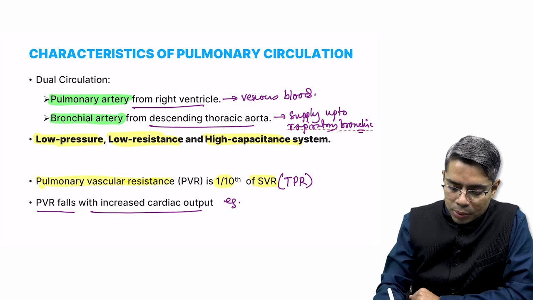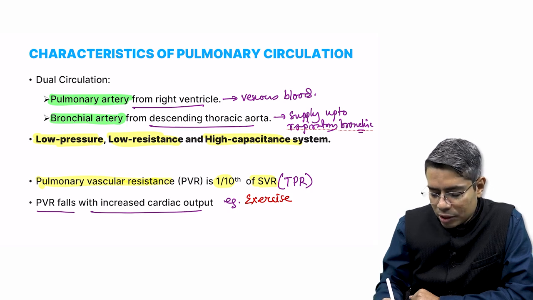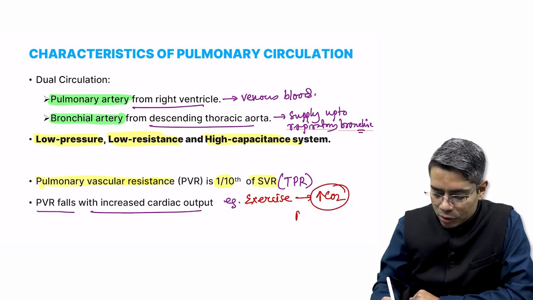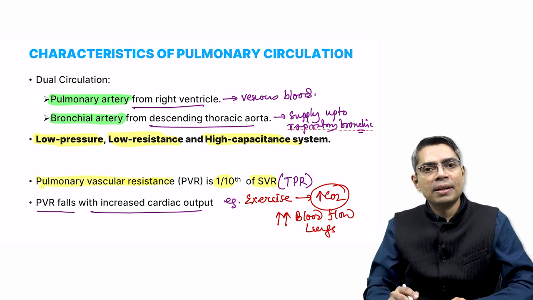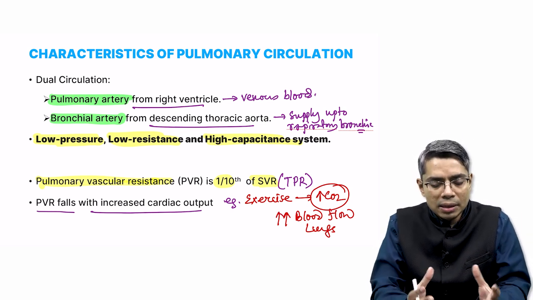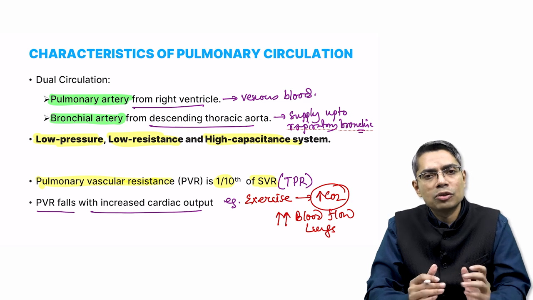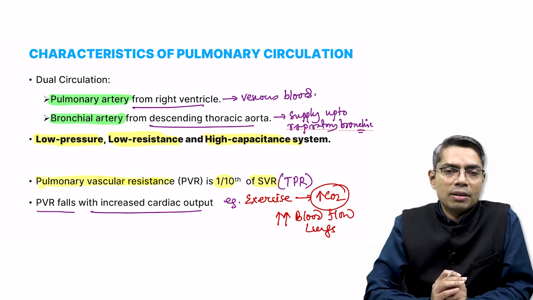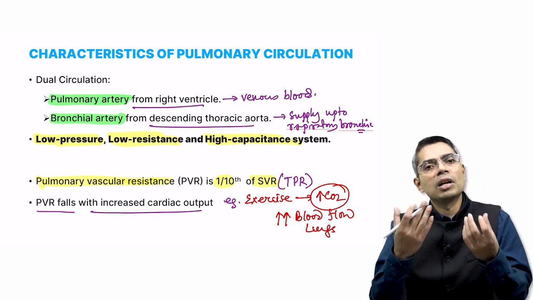Typical example: suppose a person is doing exercise. What is going to happen? The cardiac output is going to increase. If the cardiac output increases, the blood flow in the lung is also going to increase. Why? Because, as I told you already, more cardiac output means the right ventricle is pumping more blood. All the blood has to flow through the lung, because the lung has no autoregulation. It cannot autoregulate its own blood flow. So whenever cardiac output increases during exercise, there will be more blood flow to the lung.